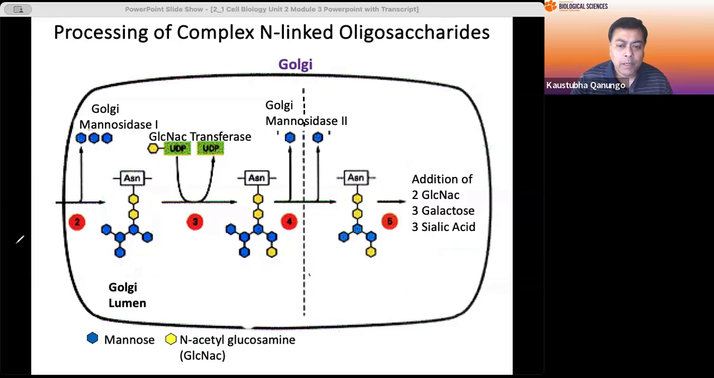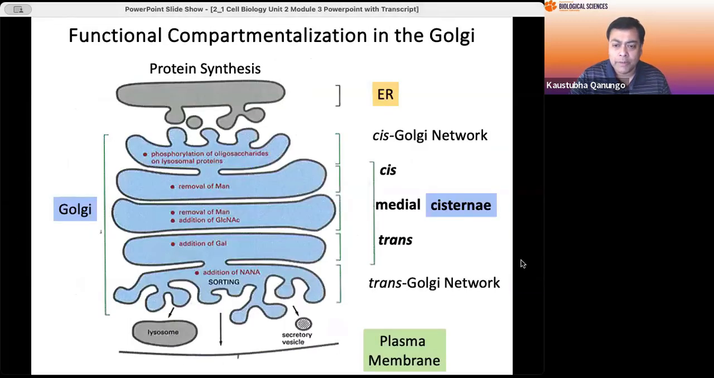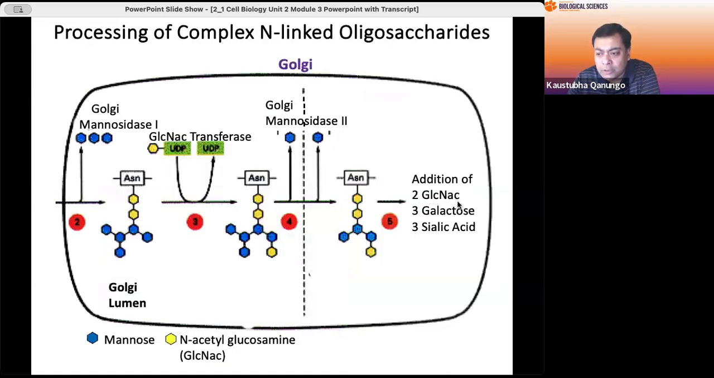So let's see what is happening in the Golgi right here. On the other hand, you do not have to memorize these. Here: phosphorylation of oligosaccharide on lysosomal proteins, removal of mannose and N-acetylglucosamine, addition of galactose, addition of N-acetylneuraminic acid, which is sialic acid. See, addition of N-acetylglucosamine, galactose, sialic acid, and NANA is the same. If it's confusing, remember that sialic acid is also known as NANA, N-acetylneuraminic acid. So sialic acid and NANA are the same. All right.